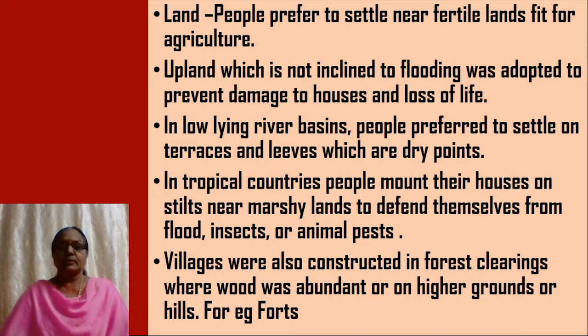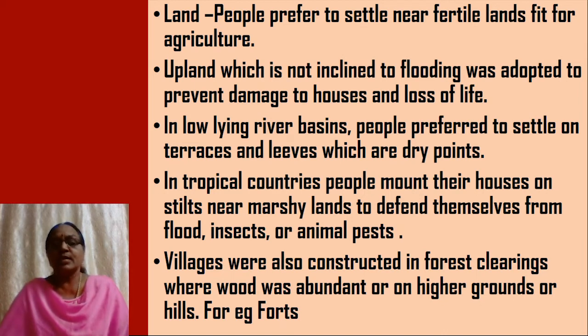Okay, children. So what have we learned? We have learned about rural settlements, and we have learnt about places where rural settlements can be built, that is regions where we have plenty of water supply. And second is land, that is land which is fertile and fit for agriculture, and along the banks of rivers are fit for settlements.